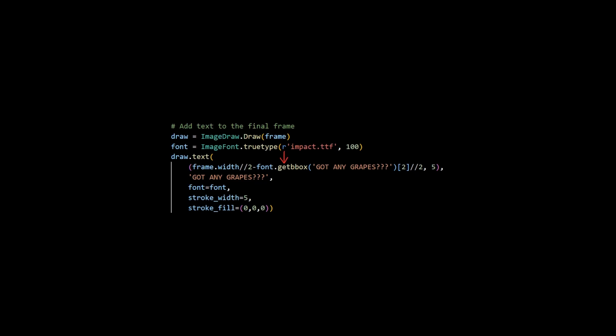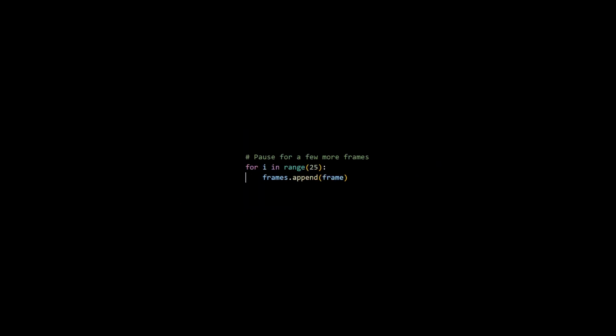We use font.getbbox to get how wide the text "got any grapes" will be. Then we give what text we want to write on the screen and what font object we're using. The last little bit here tells Pillow how thick we want the border to be around the text and what color the border is. For our last loop, we are just pausing the video so the viewer has a chance to read the text on the screen before our video loops back around.